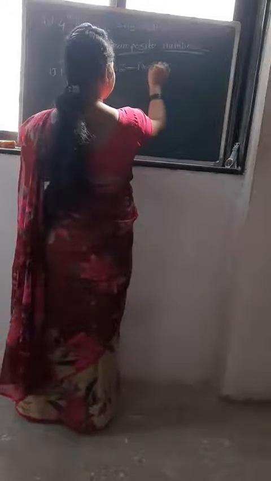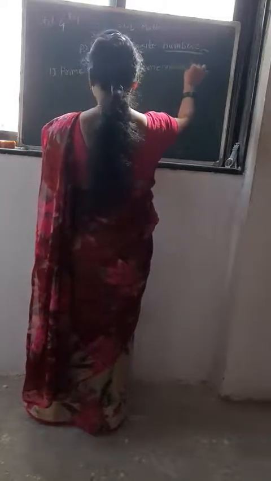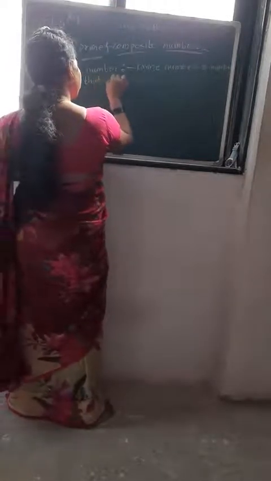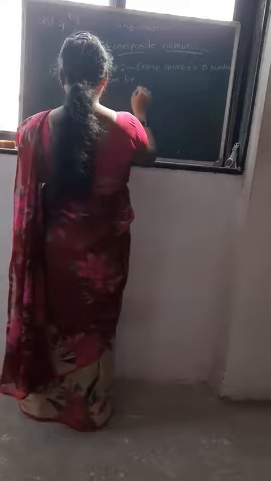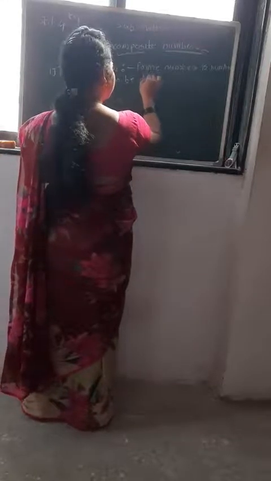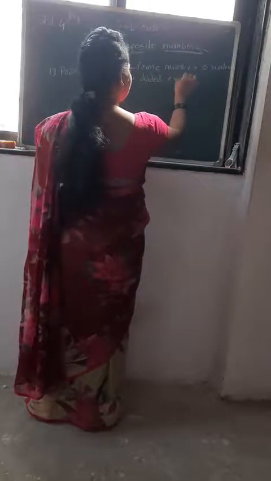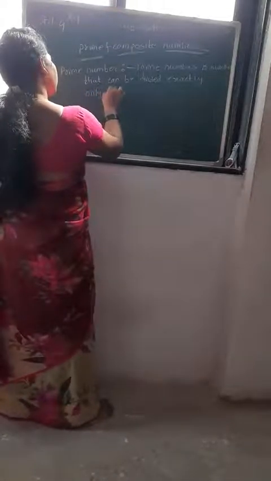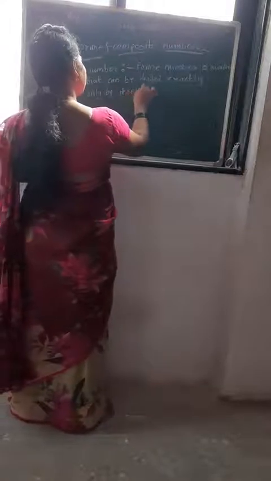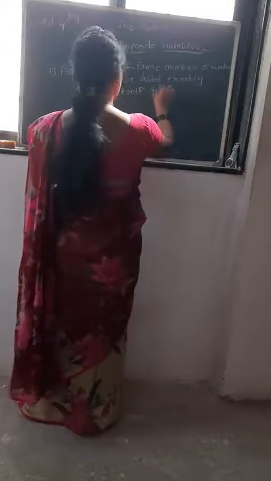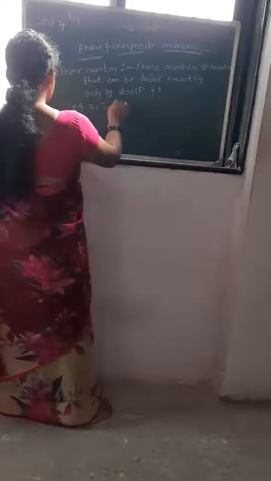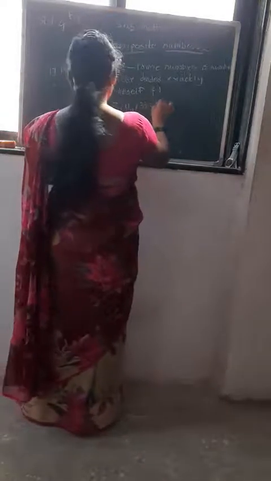Prime number is a number that can be divided exactly only by itself and 1. For example, 2, 3, 7, 11, 13, etc.